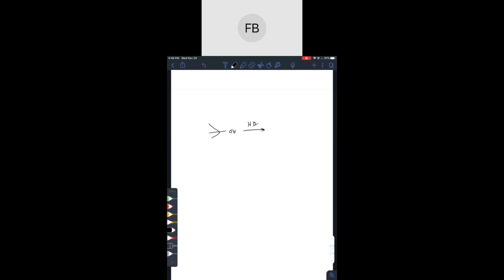SN1. It's going to prefer SN1 because SN2 requires a backside attack, and there are three methyls blocking the backside attack. And it's not only that, it's also that tertiary carbocations are more stable. That's more what it is. Because we know tertiary carbocations are more stable than secondary carbocations, which are more stable than primary carbocations.